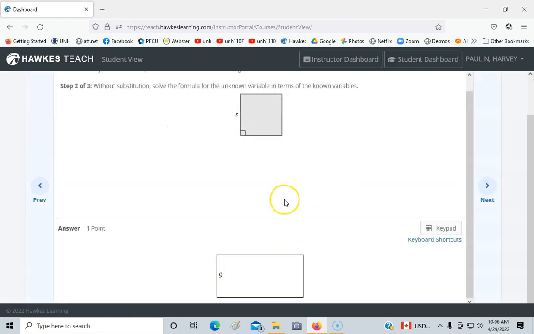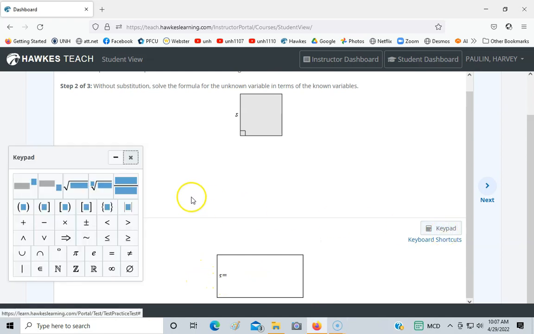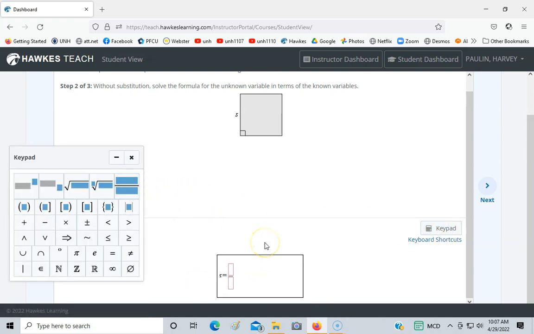And they're asking us for without substitution, find the formula. All right. So it was S. I have to read the questions properly here. So I put in the S equals. Now I'm going to use my keypad because I need a fraction. And that's going to be capital P over 4. So again, we're not showing particularly how to do these, but to use the tools.